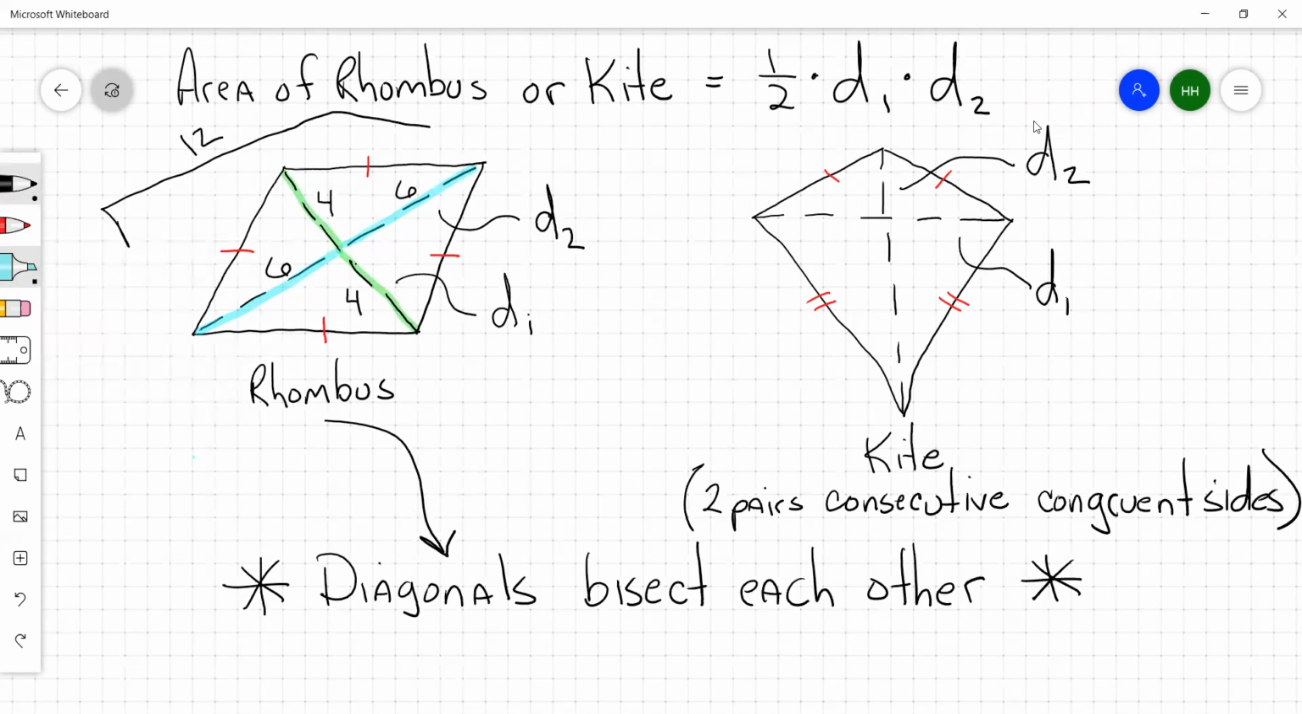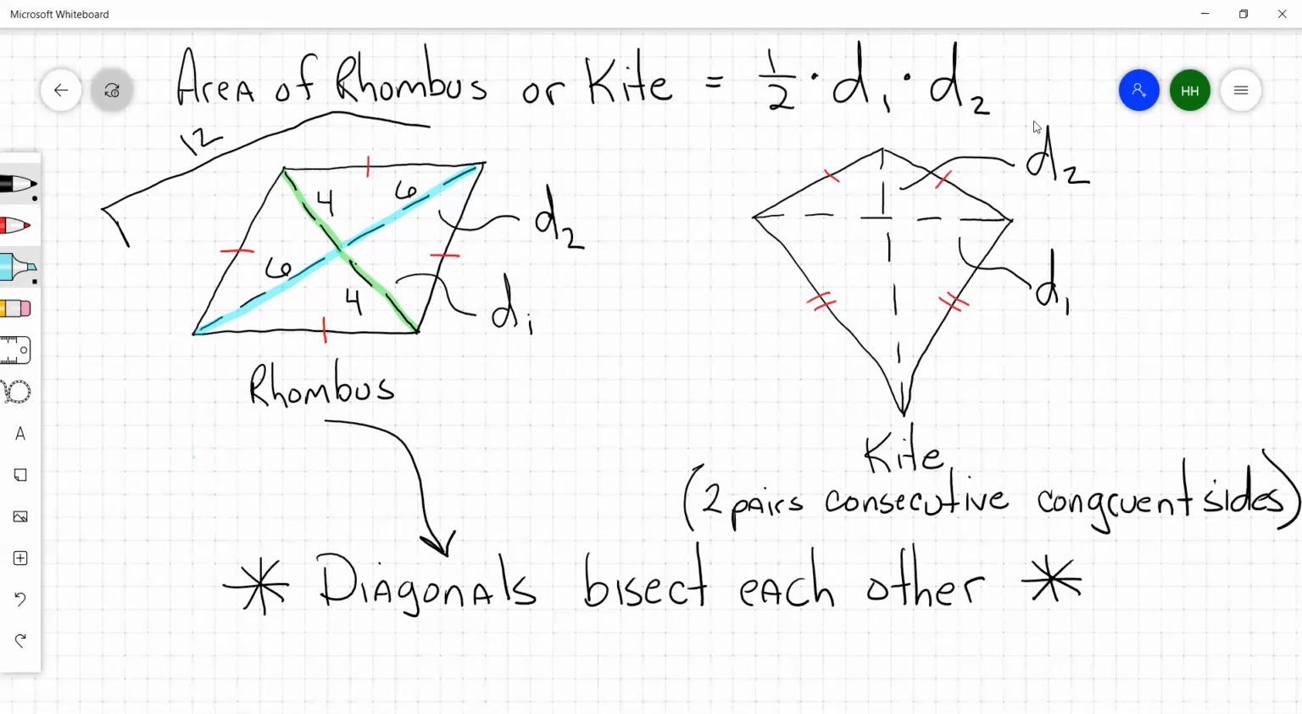Say that again. If all the sides are equal to each other... It's a great question. Her question was, if all the sides are the same, wouldn't the diagonals be the same? And also, how did you get 12? 6 plus 6 is 12. Oh, okay.